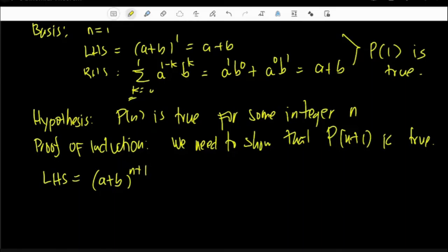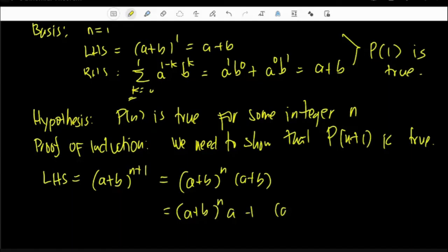So, let's start with this and what we know. This is what we know about a plus b to the n plus 1. This is a plus b to the n times a plus b. Right? That's what we know. Okay. We can, by DPMA, distributive property of multiplication, distribute a plus b to the n. So, this is the same as a plus b to the n times a plus a plus b to the n times b.